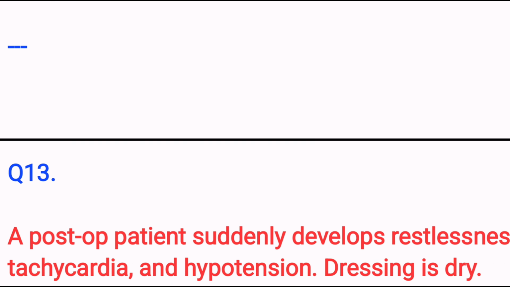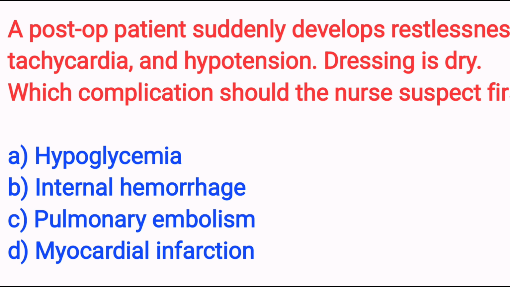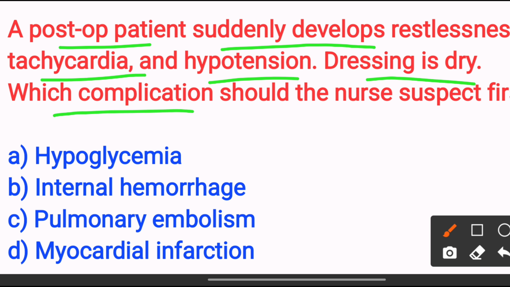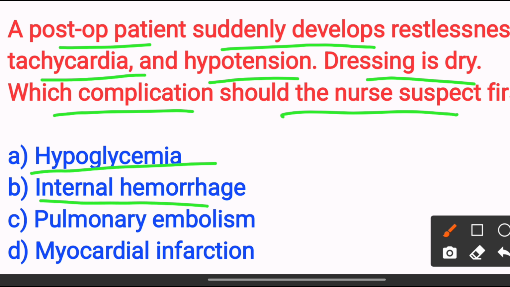Next, a post-operative patient suddenly develops restlessness, tachycardia and hypotension. Dressing is dry. Which complication should the nurse suspect first? Option A, hypoglycemia. Option B, internal hemorrhage. Option C, pulmonary embolism. Option D, myocardial infarction.